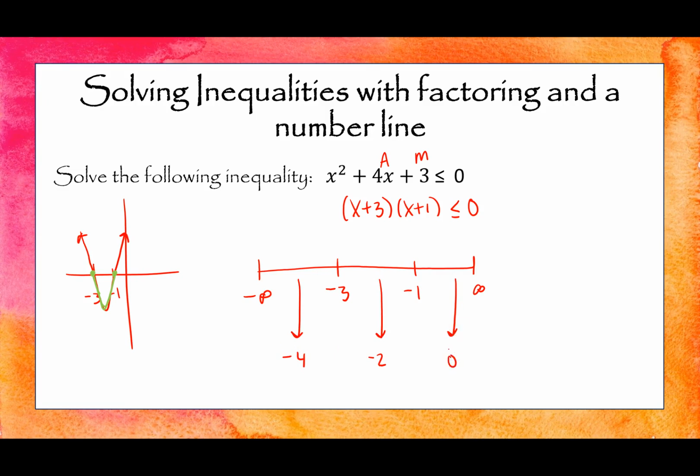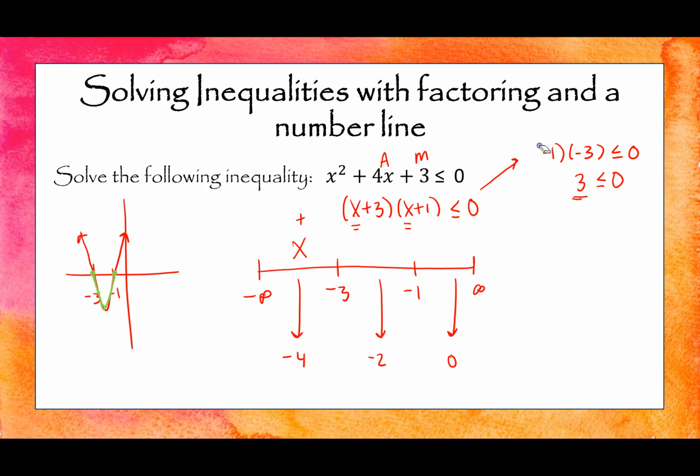So plugging in negative 4, I'm just going to do that really quickly. Plugging in negative 4, I get negative 4 plus 3 is a negative 1, and then negative 4 plus 1 is a minus 3. So negative 1 times negative 3 is a 3. And is 3 less than or equal to 0? No, it's not. So I'm just going to put an x here. And that is an x because this is positive.